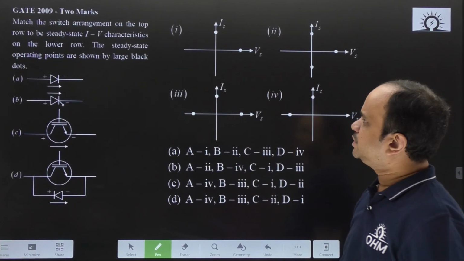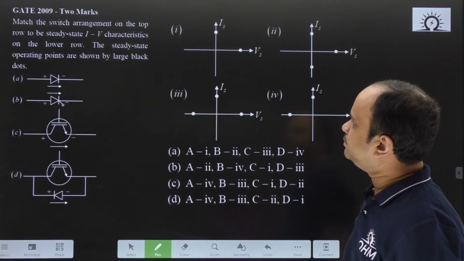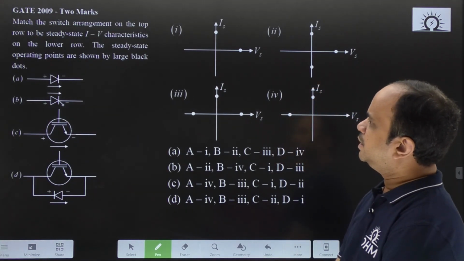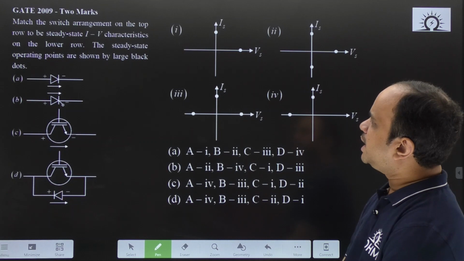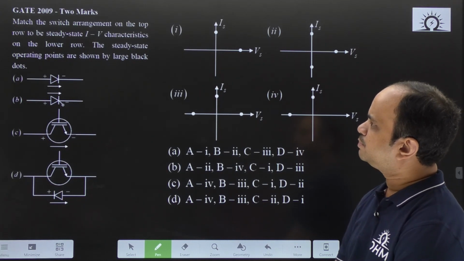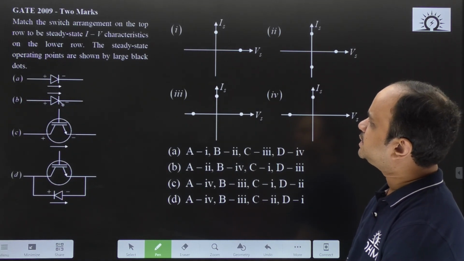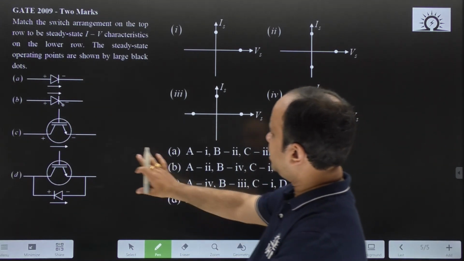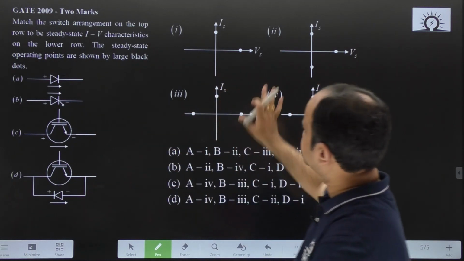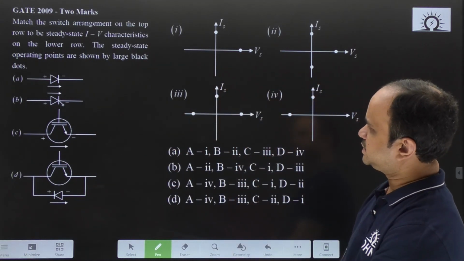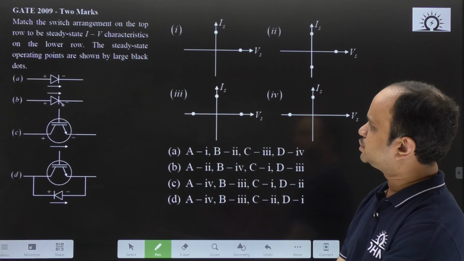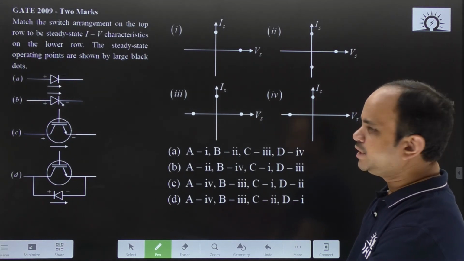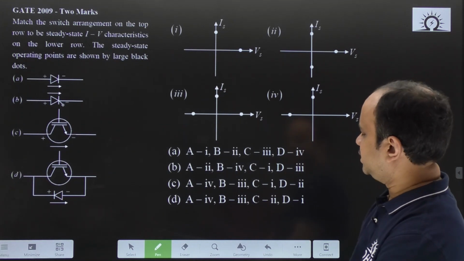Now, there is another question on these switches. This question was asked in GATE 2009 for 2 marks. Match the switch arrangement on the top row to the steady state I-V characteristics on the lower row. Of course, just a space adjustment, I arranged it so this is the top row and this is the lower row. The steady state operating points are shown by large dots. Now, we just need to match these things.